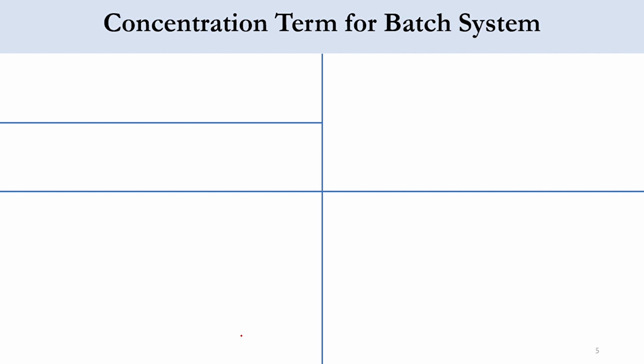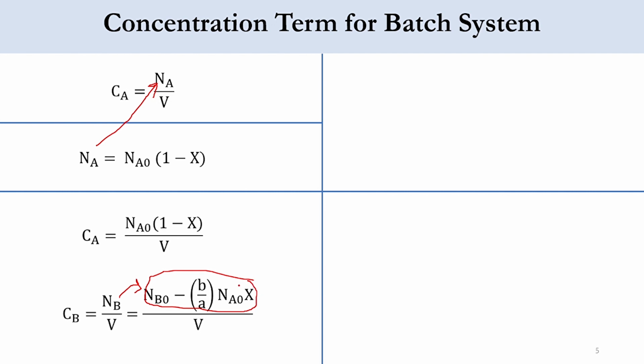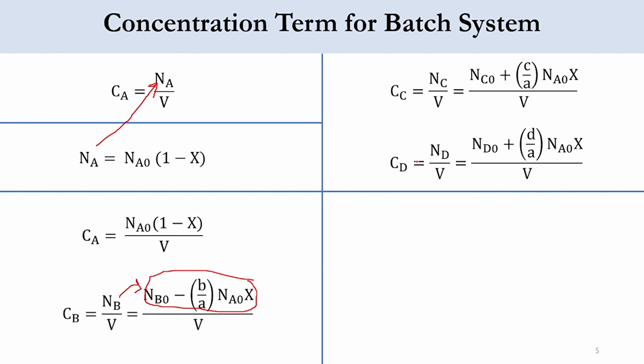Now we will derive the concentration term for the batch system. We know that C of A, or the concentration, is equal to number of moles divided by the volume of the reactor. Similarly, we know Na is equal to Na naught into 1 minus x. So we will put the value of Na over here, and that will be Ca is equal to Na naught 1 minus x over V. For Cb, it is Nb over V, and the value of Nb is Nb naught minus B over A into Na naught x. We have derived that expression in the stoichiometry table. For Cc, Nc is equal to Nc naught plus C over A Na naught x over V. And for D, same case, Nd naught plus D over A Na naught x over V.